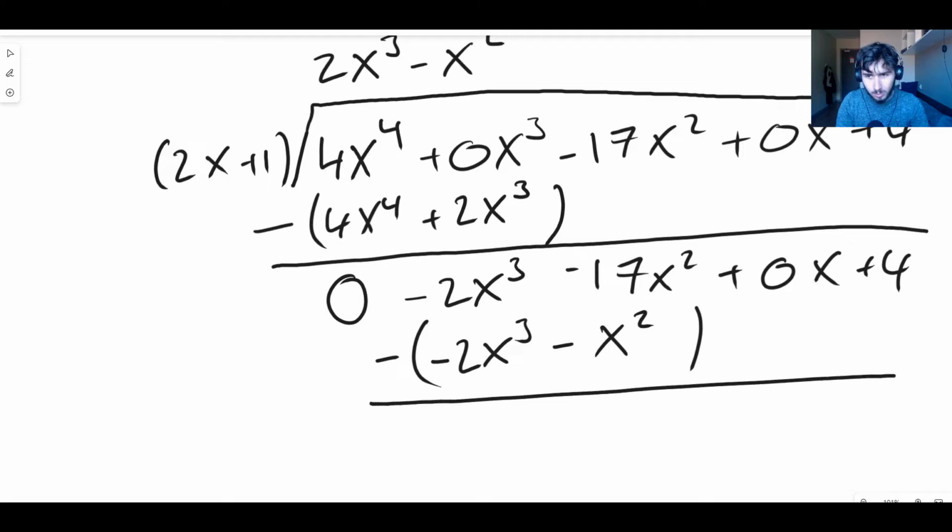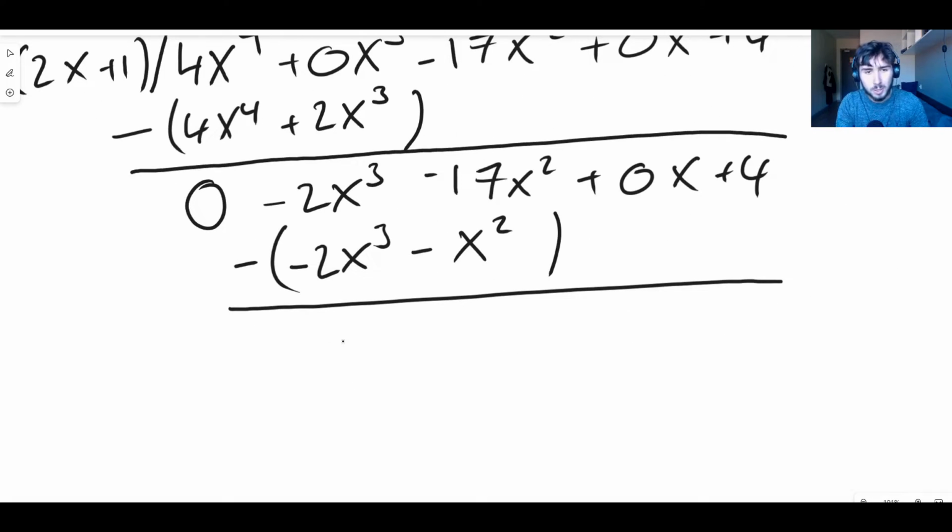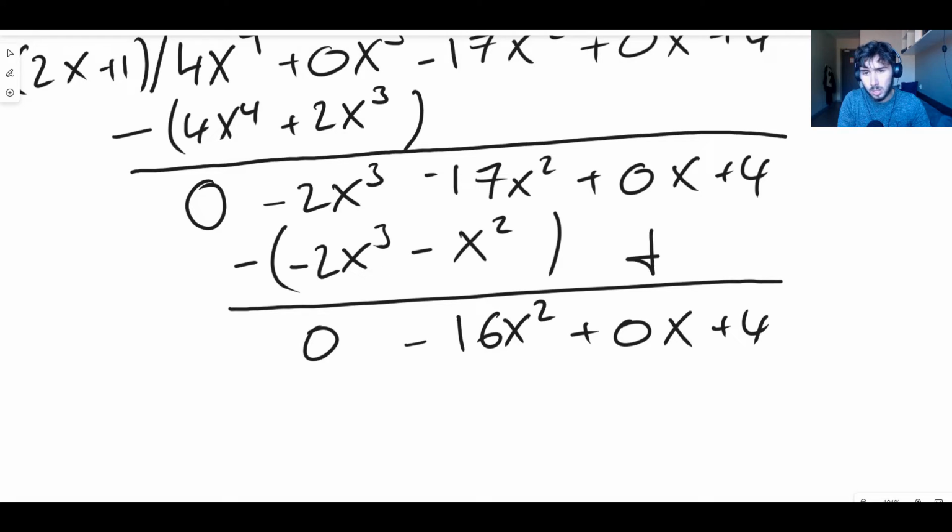And then we can put a line right there, just like so. And we can take things away. So minus 2x cubed minus minus 2x cubed. That's 0, because it's minus 2x cubed plus 2x cubed. And then we get minus 17x squared minus minus x squared. That's minus 17x squared plus x squared, which gives us minus 16x squared plus 0x plus 4, okay, because these guys, once again, come down.